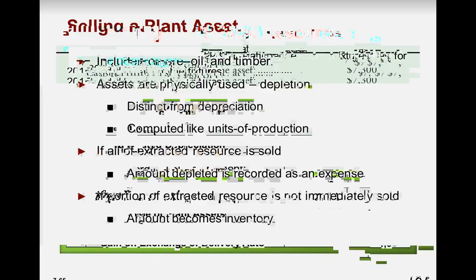You always compute it like units of production, like you would compute units of production depreciation. You get a unit cost. If all of the extracted resource is sold, the entire amount depleted is recorded as an expense. If a portion of the extracted resource is not immediately sold, it becomes inventory. I might note this is a change in accounting methods. This is not how we used to record natural resources at all, but that's the way to properly record based on GAAP now.